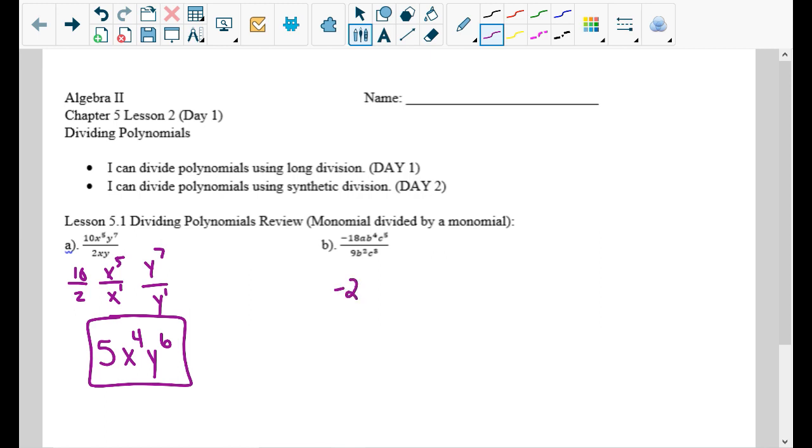Looking at my a's, well, I only have an a on top, no a's on the bottom, so I'm just going to rewrite my a. Nothing changes. Looking at my b's now, I have b to the 4th over b squared. So 4 minus 2 is 2, so b squared. And then c to the 5th over c to the 3rd. 5 minus 3 again is 2, so c squared, so negative 2ab squared c squared. So they were just simplifying those exponents just like we did in a previous lesson.